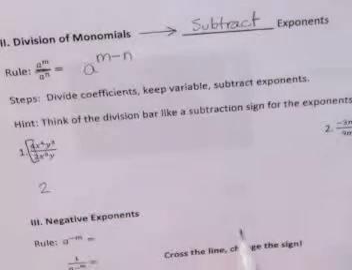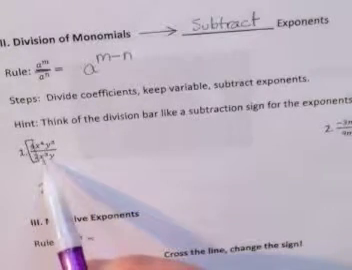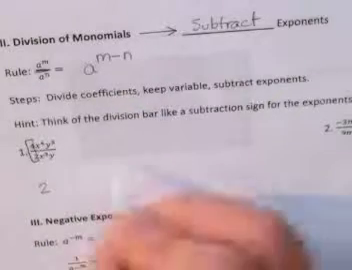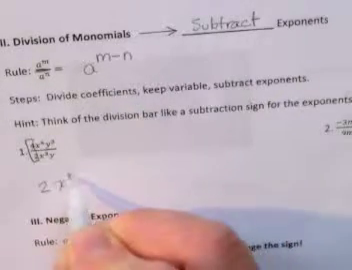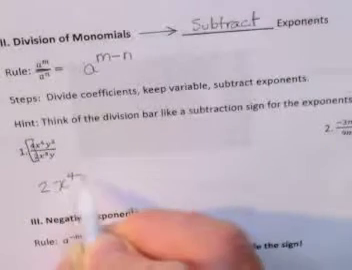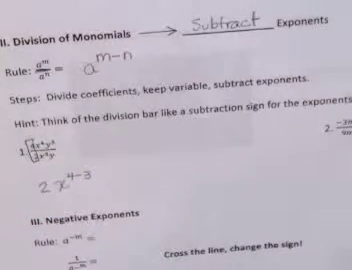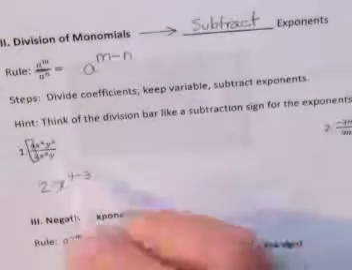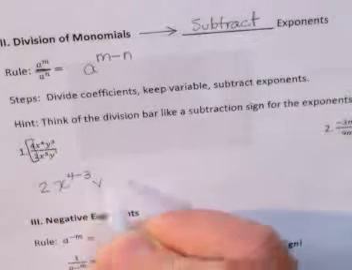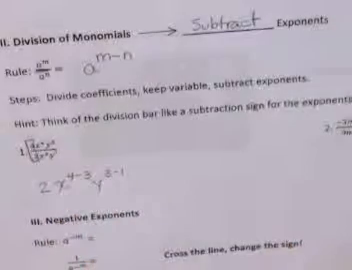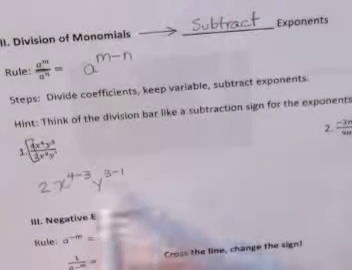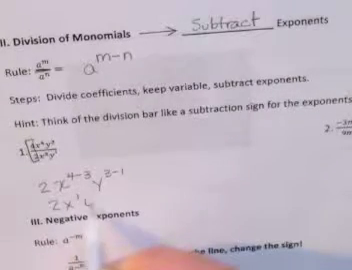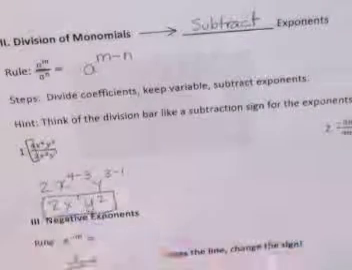So after I take care of my coefficients, then I'm going to deal with the variables that are being taken to a power. The rule says I subtract the exponents. So this is x to the 4th, and I subtract 3. X to the 4 minus 3. And I'm going to do the same thing with my y term, y to the 3rd minus 1. I kept my variable and I subtracted my exponents. So this becomes 2x to the 1st y squared. And this is the answer to this problem.